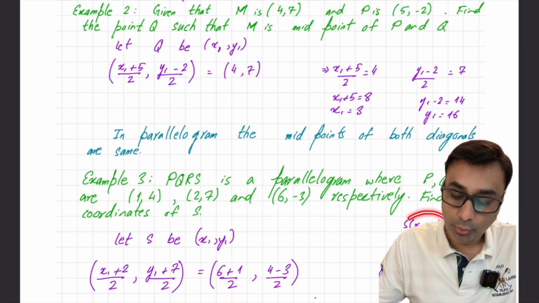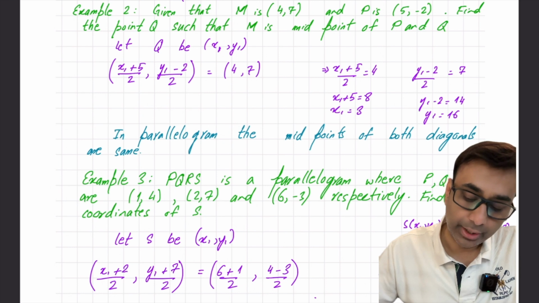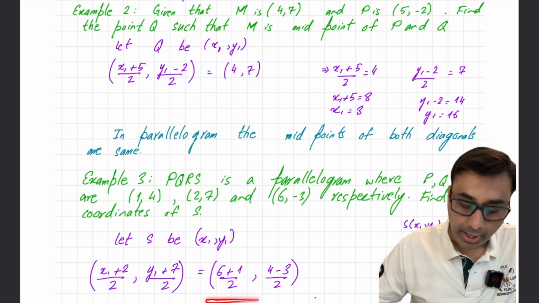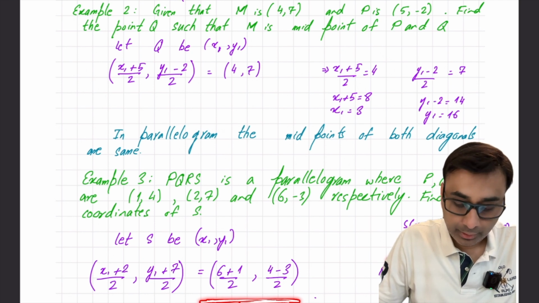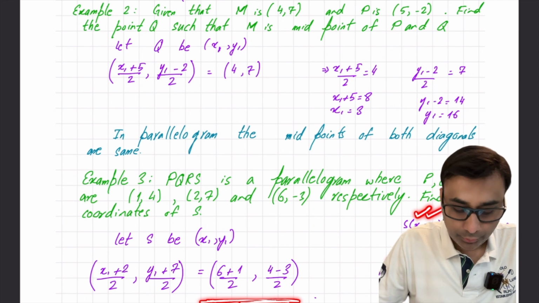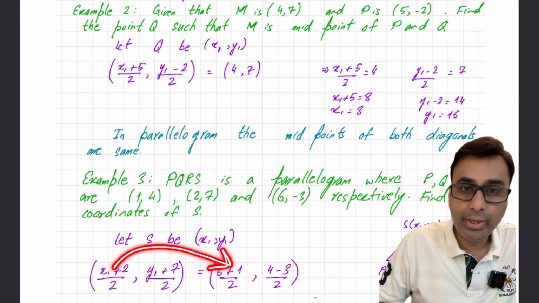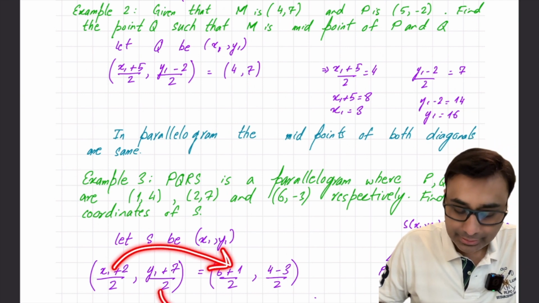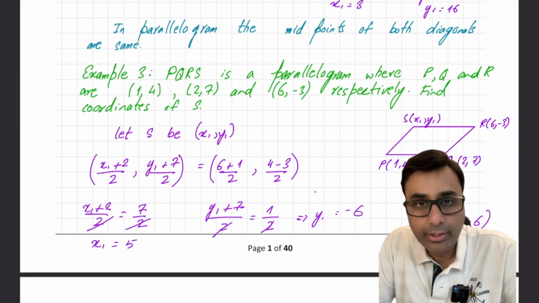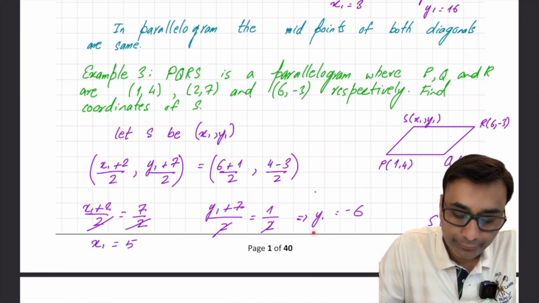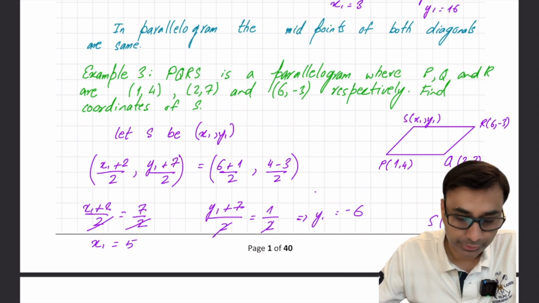So if you don't know one of the vertices, what you can do is find the midpoint of one diagonal, in this case P and R, and equate it to the midpoint of the other diagonal, in this case Q and S. Since you don't know one of the coordinates, you will get two unknowns, and you can find those unknowns by equating the x coordinates together and the y coordinates together. So as you equate x coordinates, you will get the x coordinate of the unknown point, and if you equate y coordinates, you will get the y coordinate of the unknown point. That's how you can use this formula.